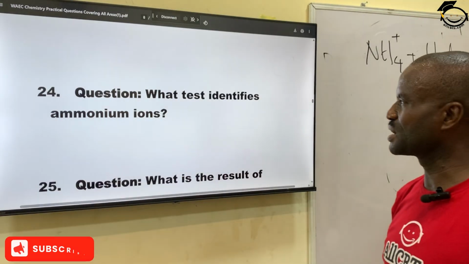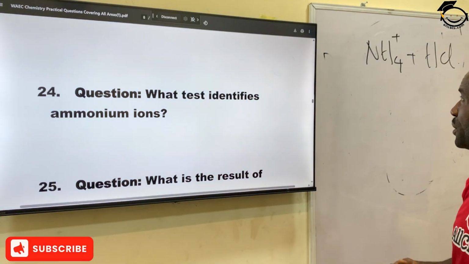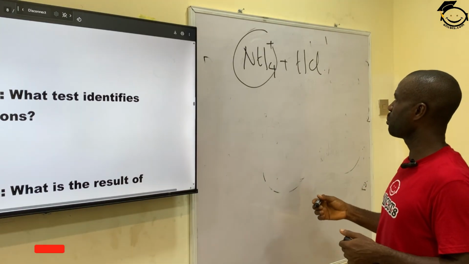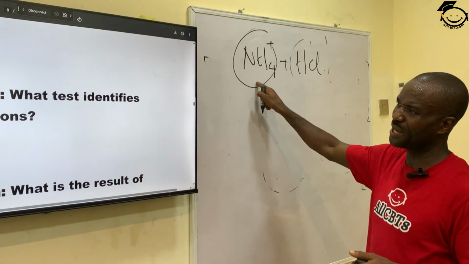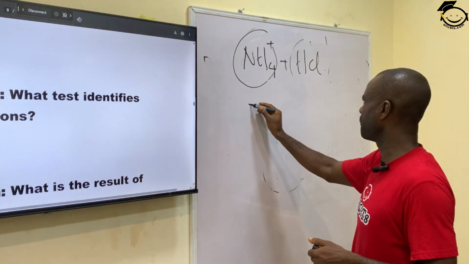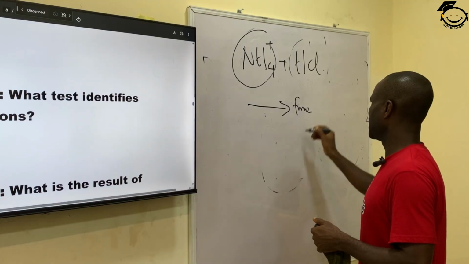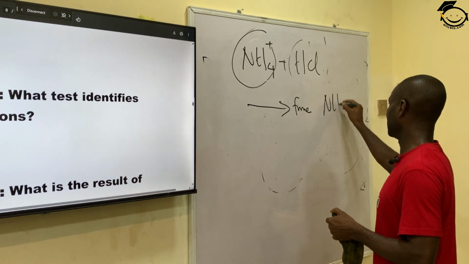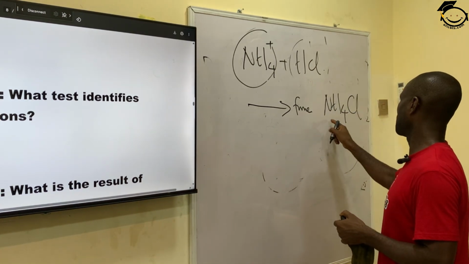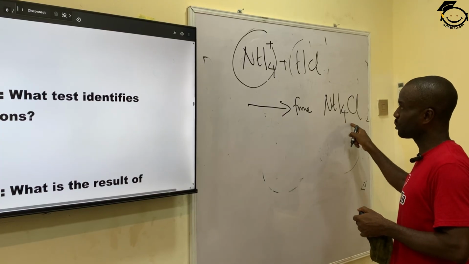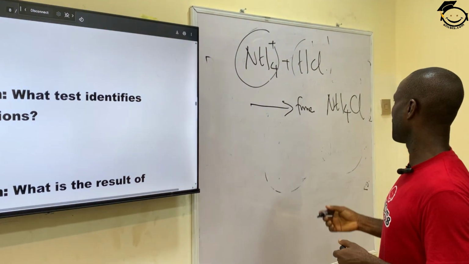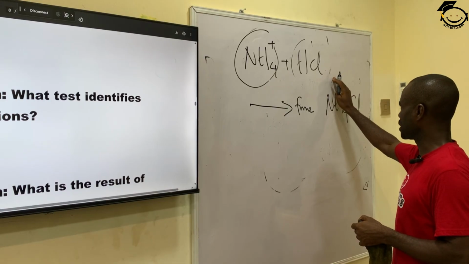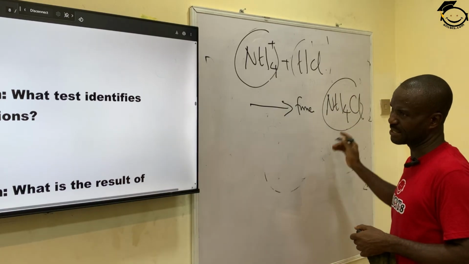Question 24 says, what test identifies ammonium ion? This is ammonium ion, NH4+. The reagent we use is dilute HCl. When you react dilute HCl with ammonium ion, a gas with a white film is produced, which is ammonium chloride salt. So that is the test. You see a white film produced at the tip of the test tube, which indicates ammonium chloride salt.